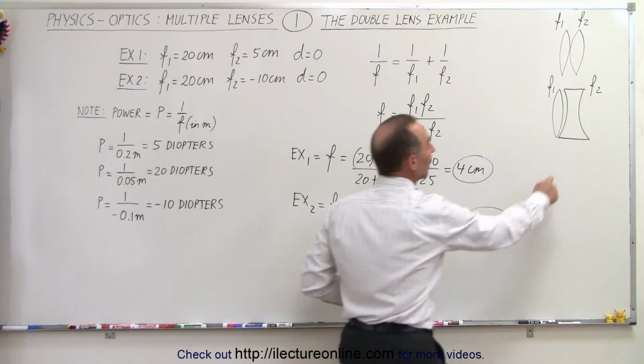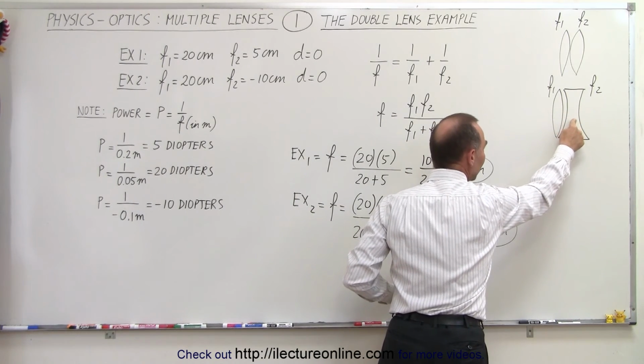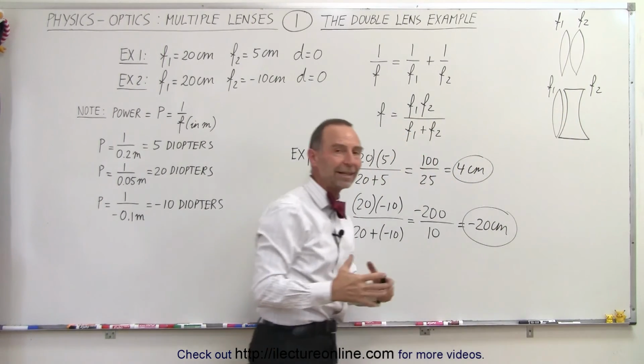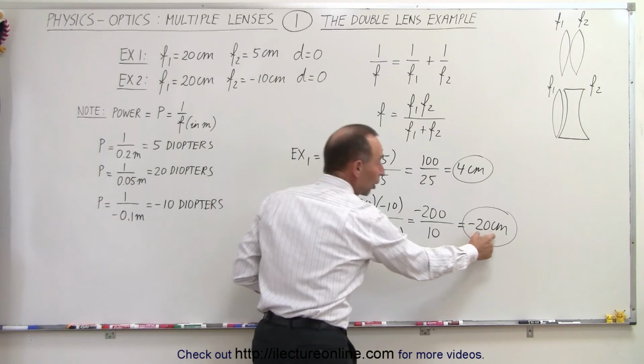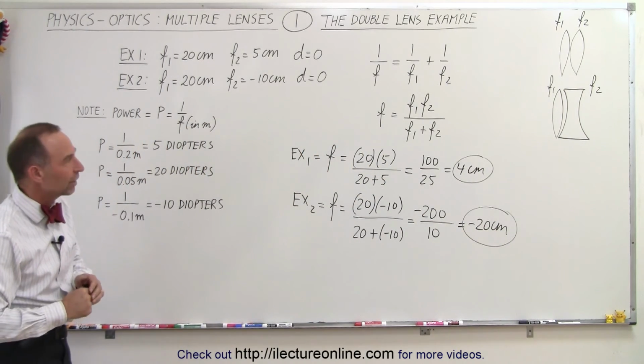Notice since the diverging lens was a more powerful lens than the converging lens, this diverging lens is going to overpower the converging lens, and the result is still a diverging lens, however with a longer focal length, therefore less diopters than the original diverging lens.